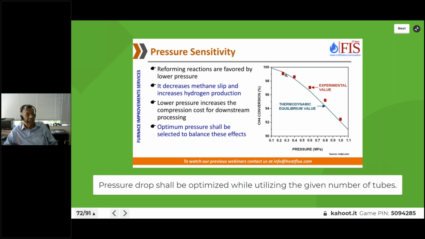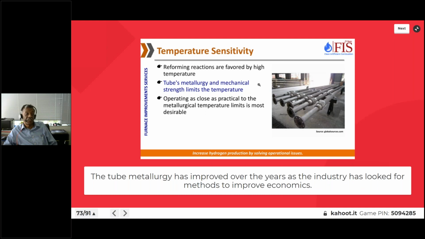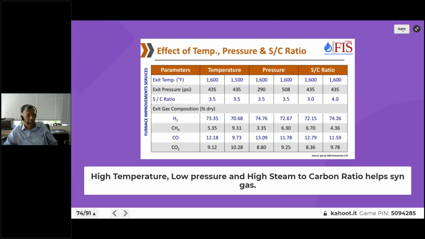So you can see as the pressure goes down, the methane conversion goes up. You can see over here. Similarly, as the temperature goes up, the methane conversion goes up, so slippage goes down. So higher temperature is good for us. And these are the effects of temperature, pressure, and steam to carbon ratio. You can see by going from 1600 to 1500, lower temperature, we get less hydrogen. But if you lower the pressure, we get more hydrogen. So that's basically, as you have already talked about, high temperature, low pressure, and high steam to carbon ratio helps.